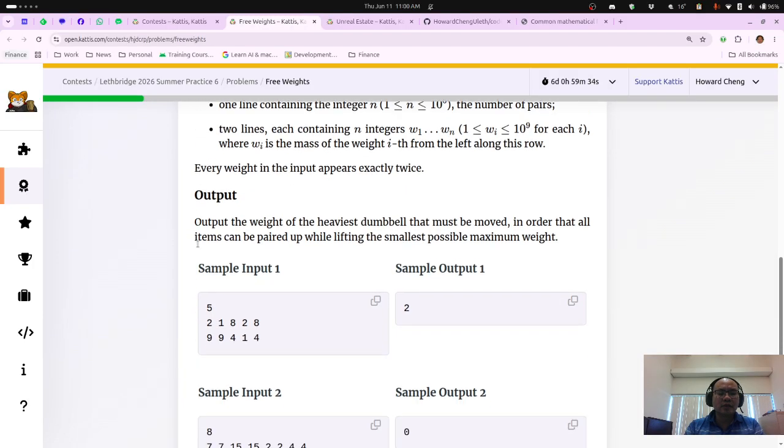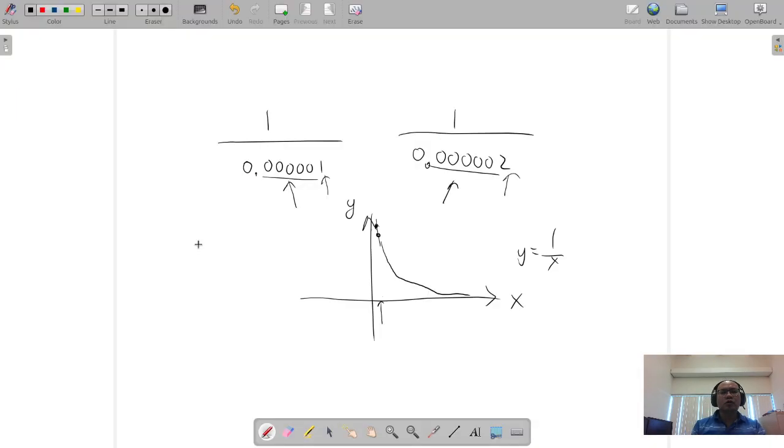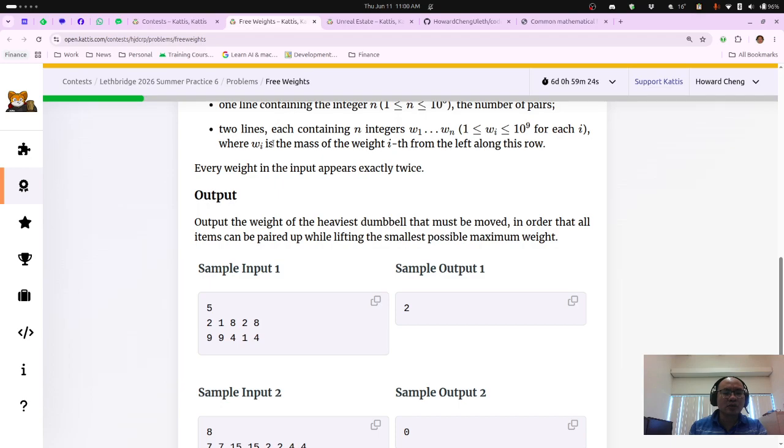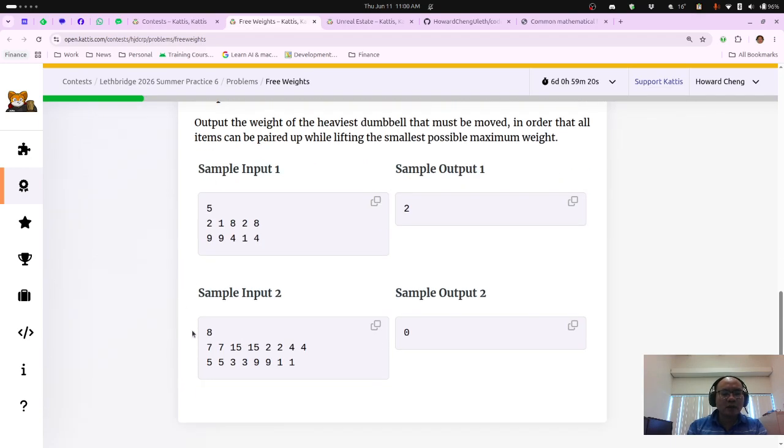Okay, so what is the problem here? The problem is you have a bunch of numbers. Let me just use this example, 218. Oh, by the way, that's the second example. It's simple, I guess. When everything is already paired up, then you don't have to do anything, right? So 0 is possibly an answer because in this case, it's already done. Okay, what about this one?